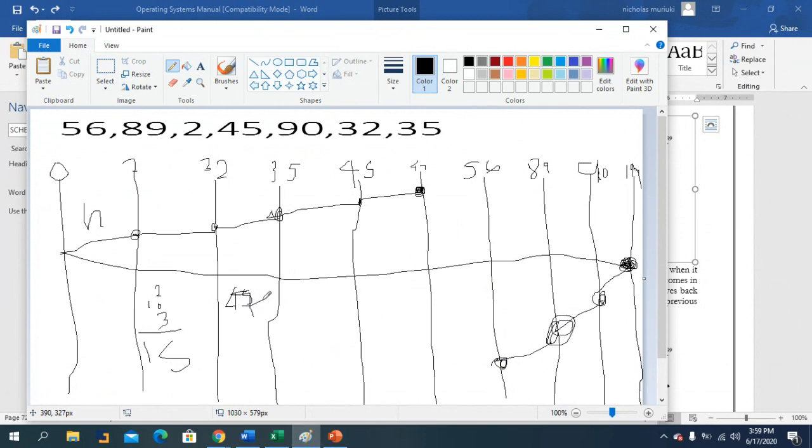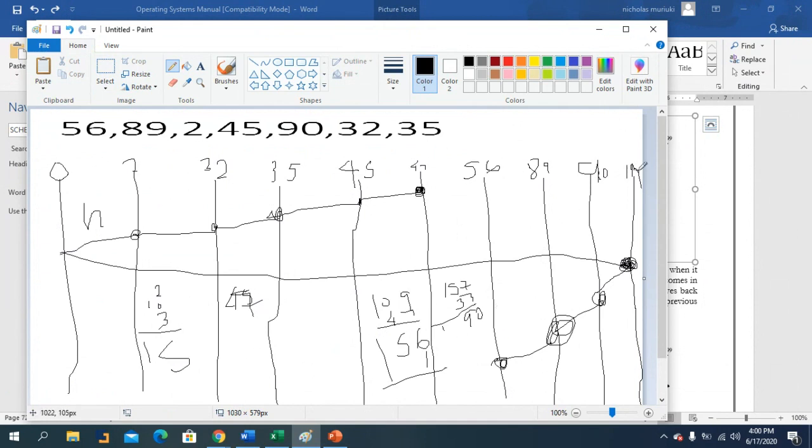Then from 199 to 90, there are 109 tracks, plus 47 becomes 156. Then from 90 to 89, that is one track, which becomes 157. Then from 89 to 56, there are 33 tracks, so this becomes 190. It must be less than or equal to 199, but not greater. That's why if you're using the C-SCAN algorithm, there is no need of calculating all these calculations.